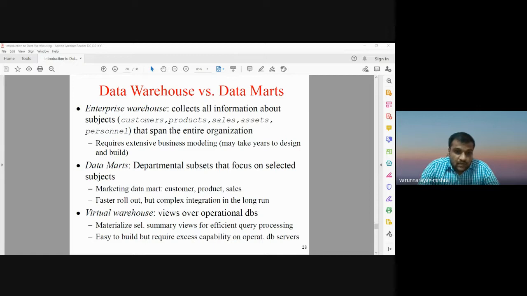And the virtual warehouse may be used over operational databases. It's a kind of materialized summary view for efficient query processing. It's easy to build but requires some access capacity on the operational database server. So now moving to the next slide.